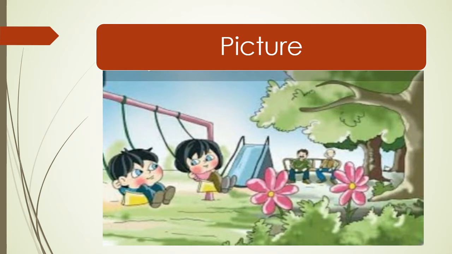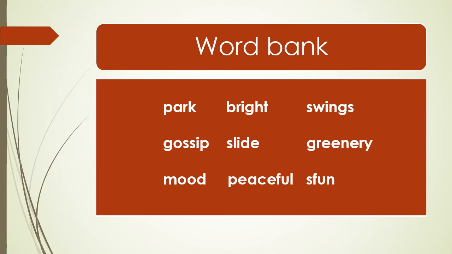So, this is the picture on which we are going to write. Look at it carefully. This is the word bank. The words in this box are park, bright, swing, gossip, slide, greenery, mood, peaceful, fun. These words help you in writing picture composition. You should use them while you are writing.